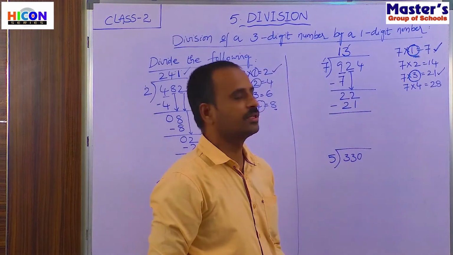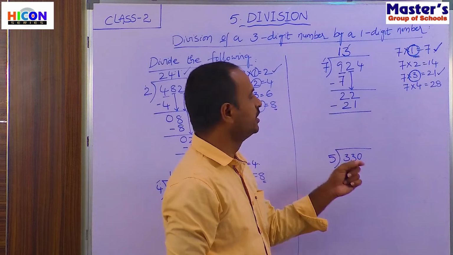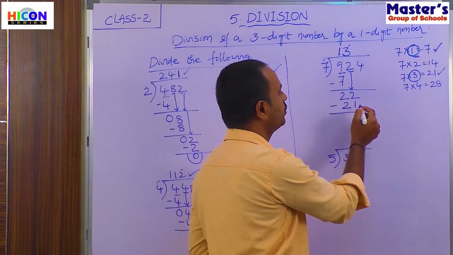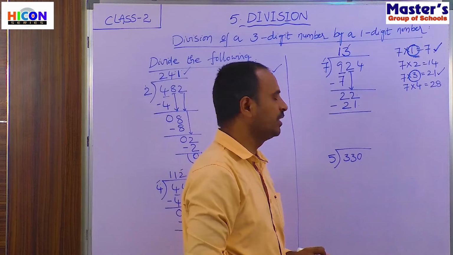So children, subtract. How can you subtract? First, subtract the digits present in the ones place. What are the digits present in the ones place? 2 and 1. So subtract 1 from 2.